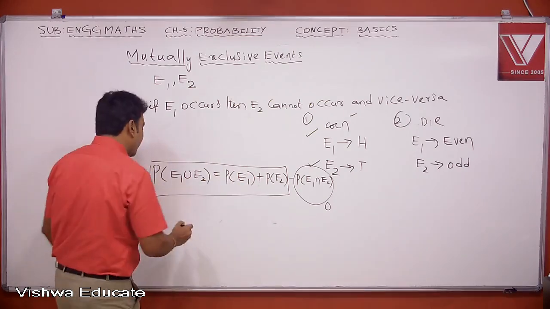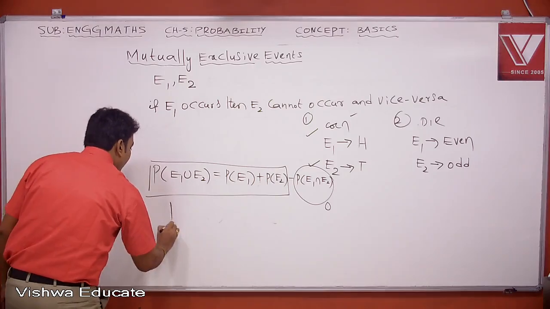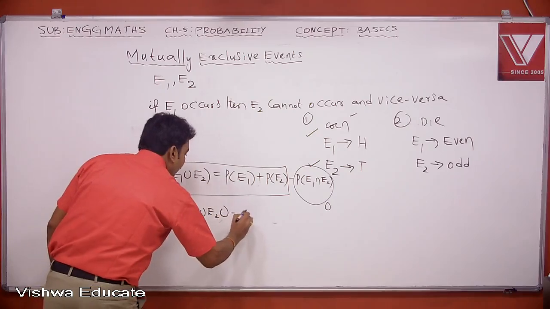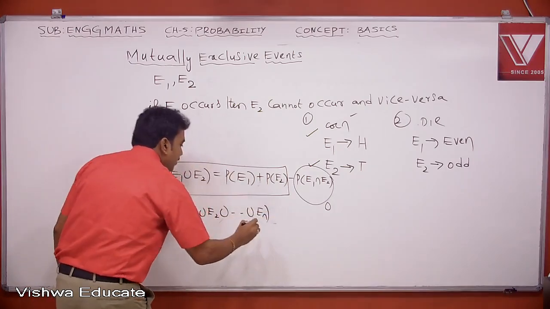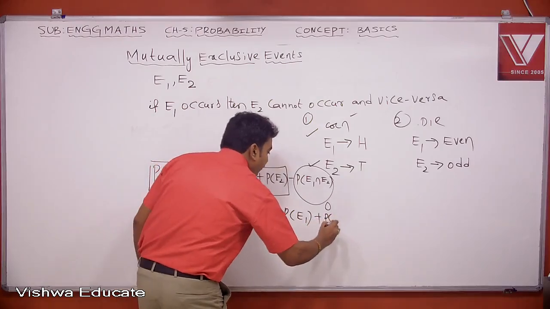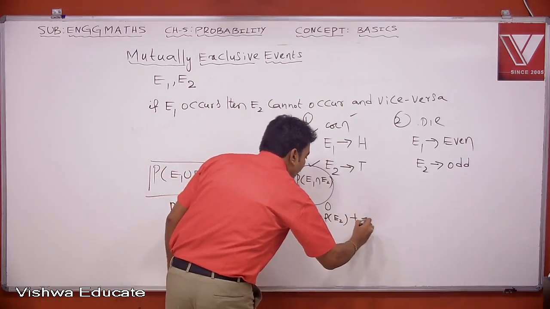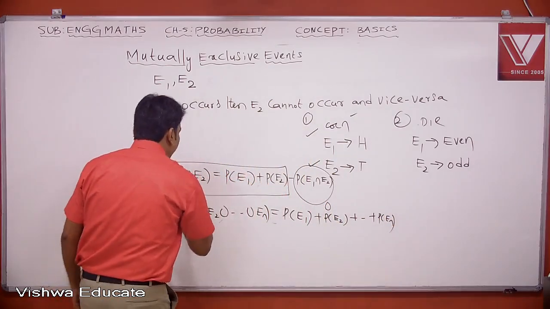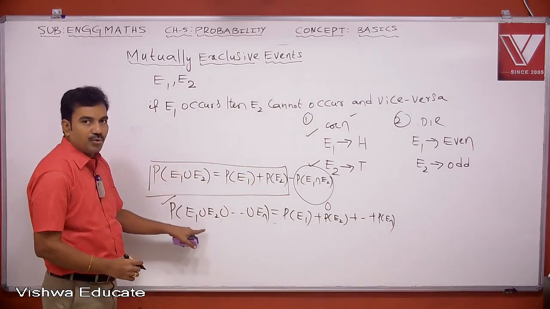So when you generalize this, if I have n mutually exclusive events, then P of E1 union E2 union and so on union En becomes P of E1 plus P of E2 plus and so on plus P of En. So this result is valid in case of n mutually exclusive events.